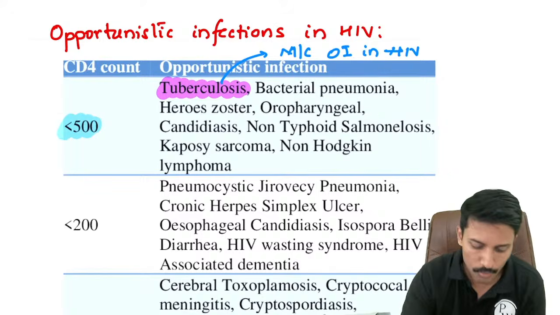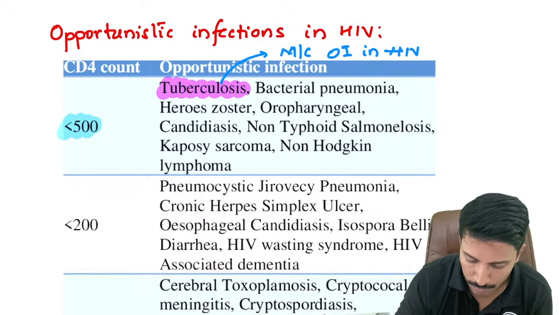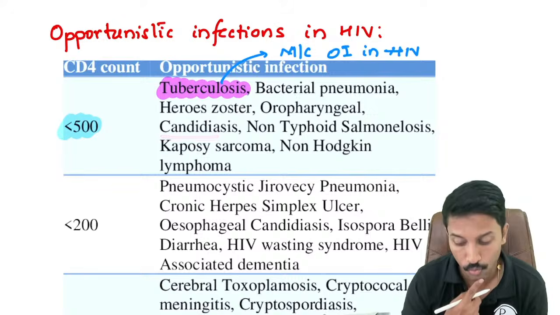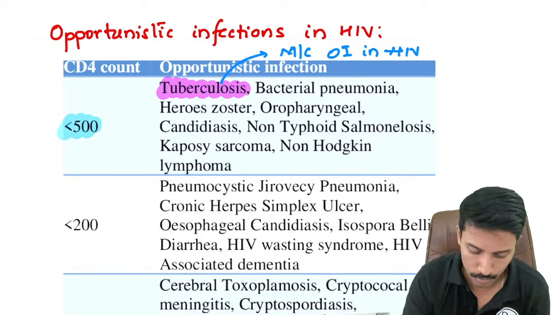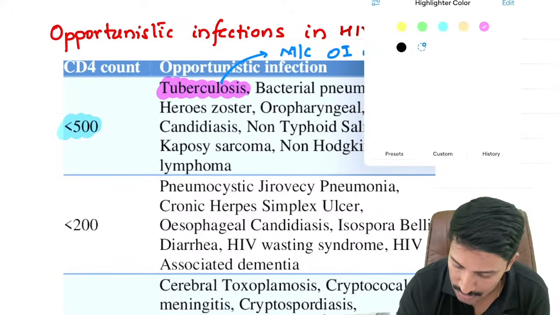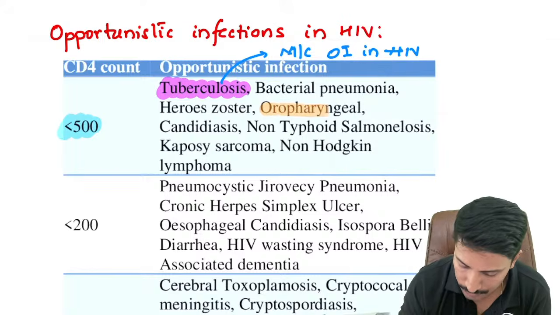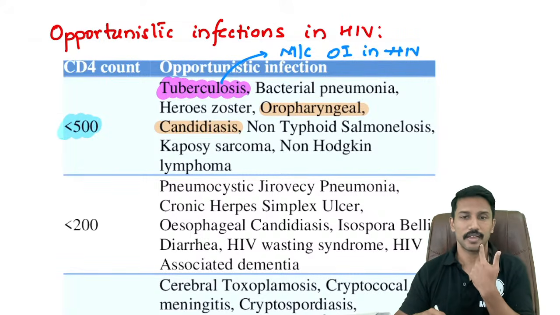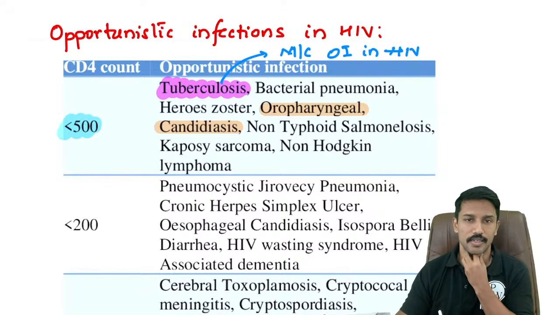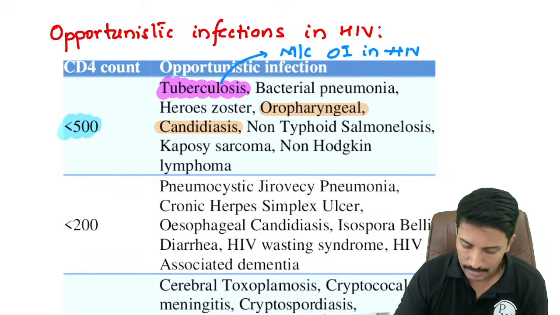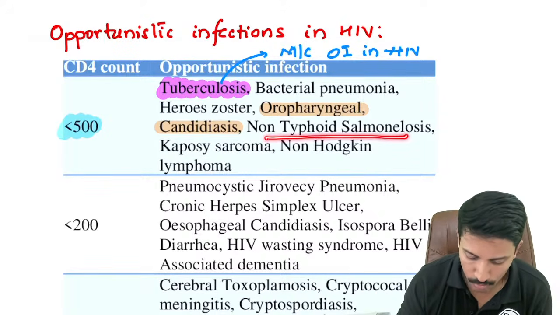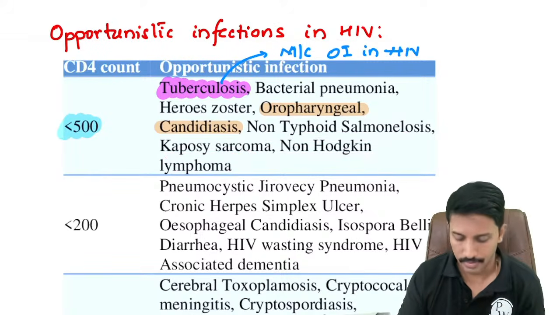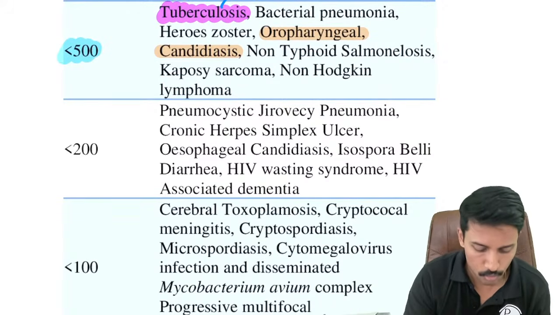During this period, patients can also develop bacterial pneumonia, herpes zoster, candidiasis, oropharyngeal, not esophageal. I want you to remember this point very precisely. When CD4 count is less than 500, we tend to get oropharyngeal candidiasis, oral candidiasis, or pharyngeal candidiasis. Then non-typhoid salmonellosis, Kaposi sarcoma, and non-Hodgkin's lymphoma risk is increased when the CD4 count is less than 500.